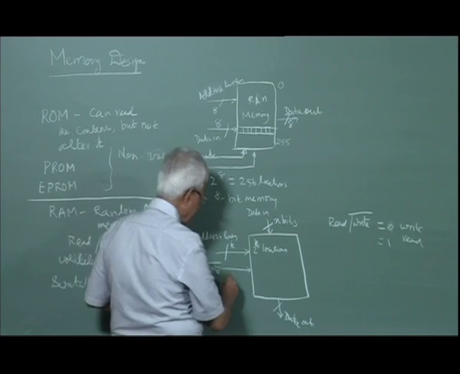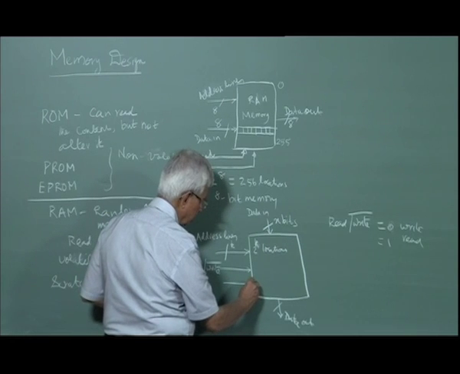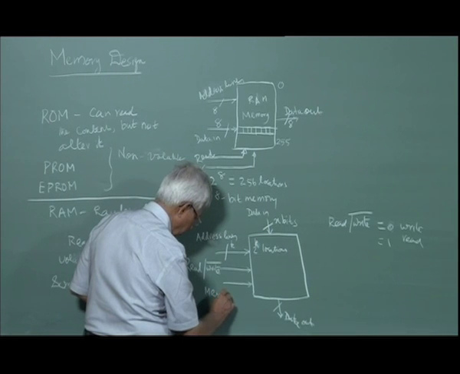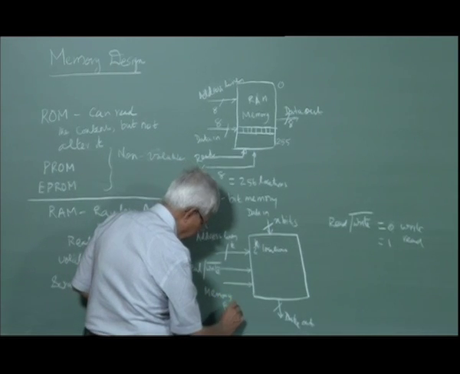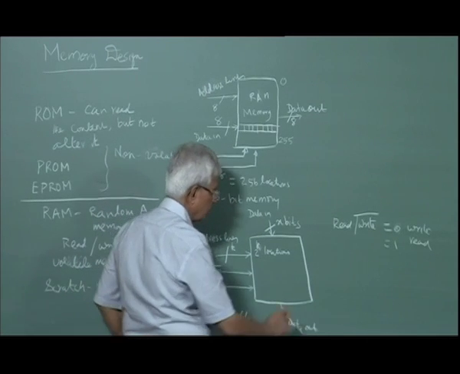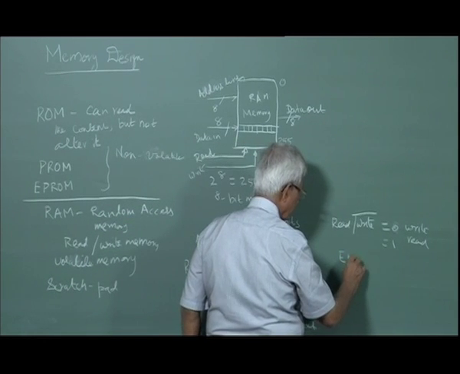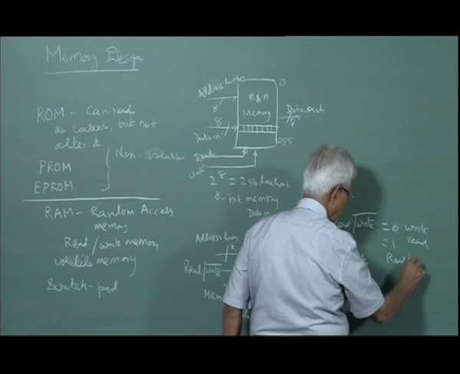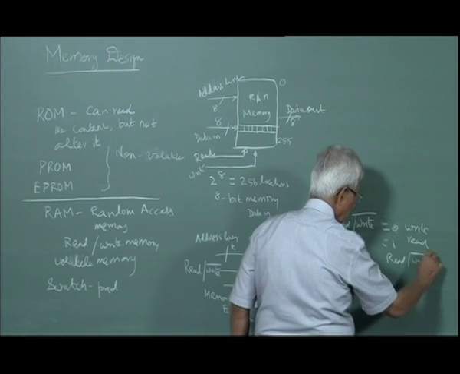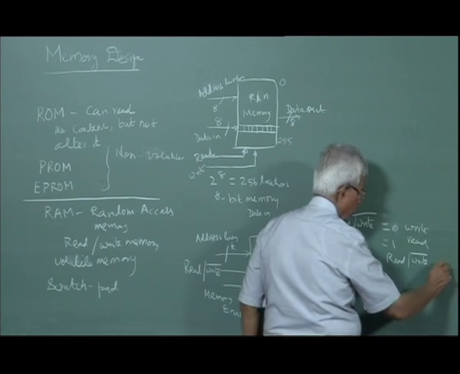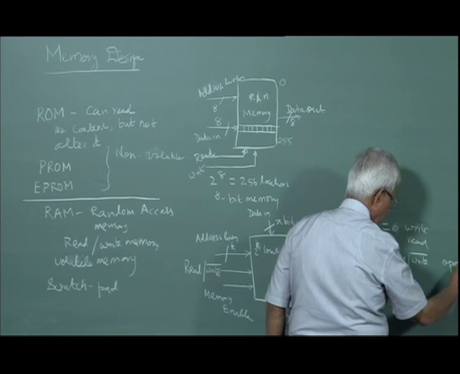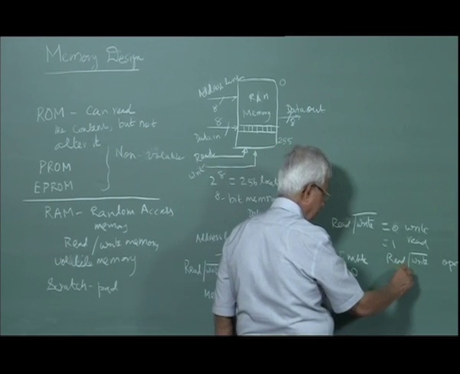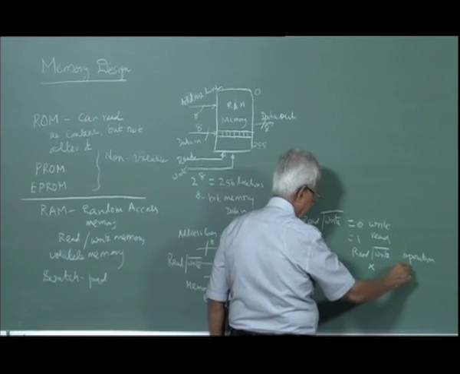And then there is usually another signal called select signal or enable signal, memory enable. Only if the enable is high does the memory operate. If enable is 0, whatever we read or write, there is no activity.